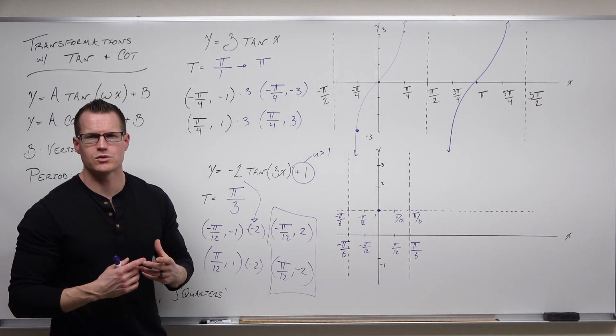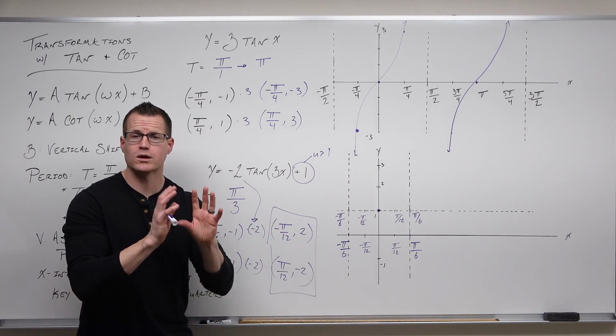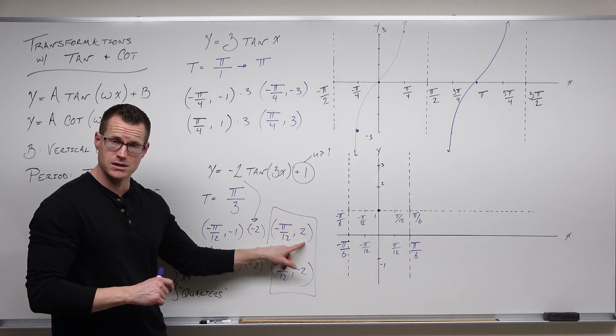So now we have, hey, this is going to be at the first quarter. I don't care if it's -pi over 12. I care that that's the first quarter mark of my period. It's going to be first quarter +2, all right?